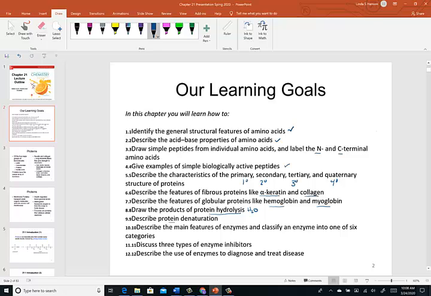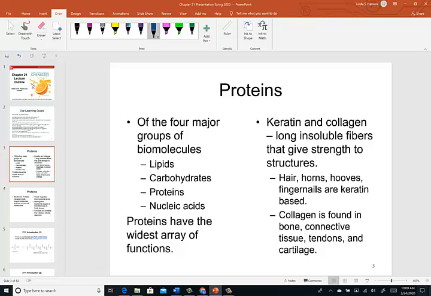What happens when a protein becomes denatured? What are the main features of enzymes, and how do we classify enzymes into one of 6 categories? I'd like us to discuss 3 types of enzyme inhibitors and discuss the use of enzymes to diagnose and treat diseases. So let's begin in investigating proteins.